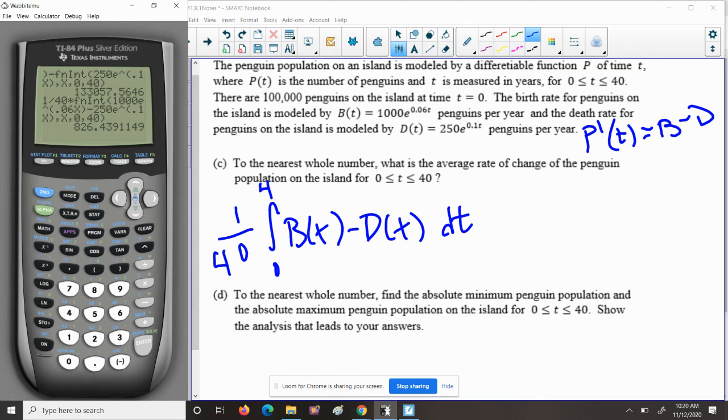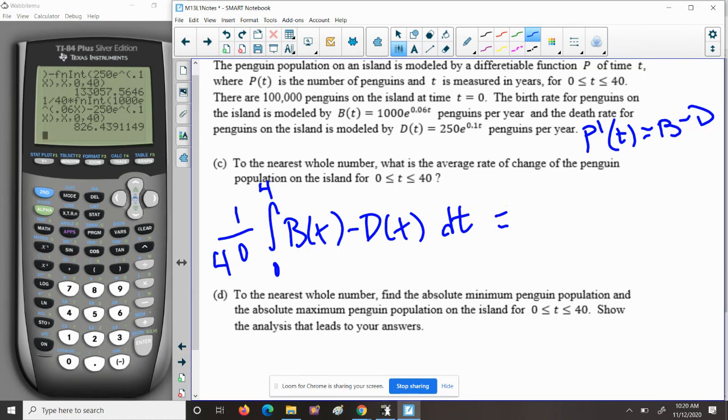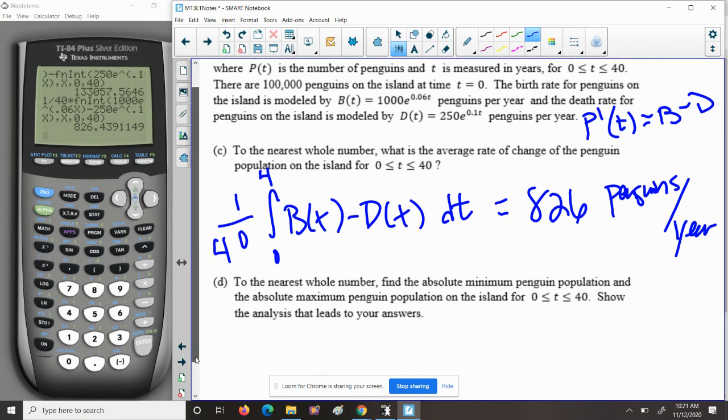So that would give us 826.44. So let's round down. Did they say to the nearest whole number? Okay, so 826, and that again would be penguins per year. Okay. Last one, again to the nearest whole number. I need to pay attention to that.